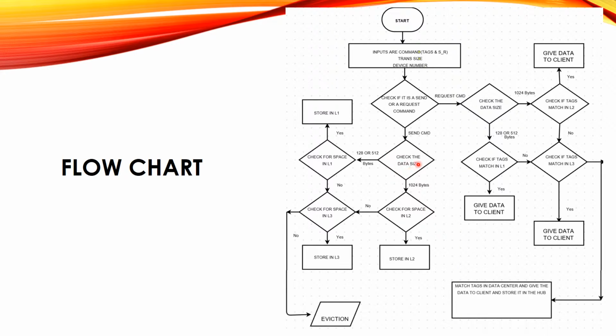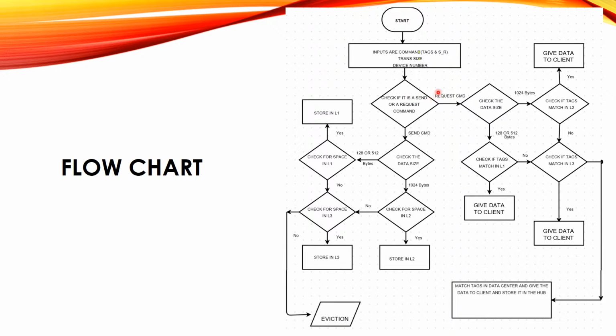Now let's see if the data size is 1024 bytes. It will check for the space in L2, as L2 is dedicated for 1024 bytes. If there is space in L2, it will store it in L2. If there is no space in L2, it will check for space availability in L3. If there is no space in L3, then it will execute the eviction algorithm.